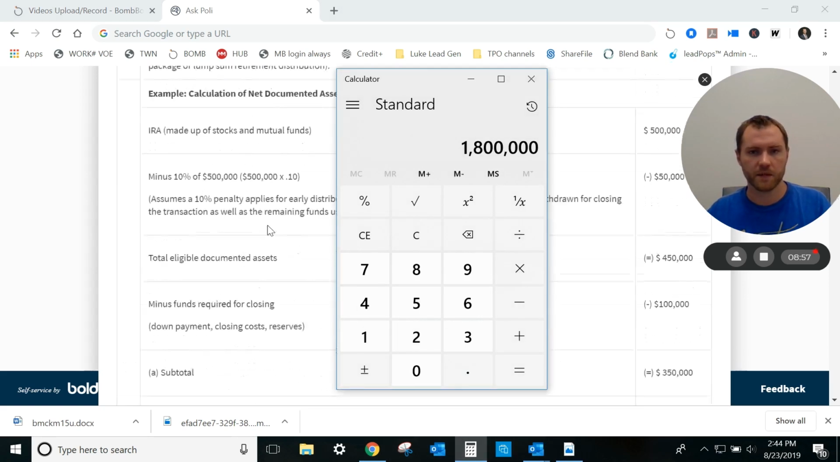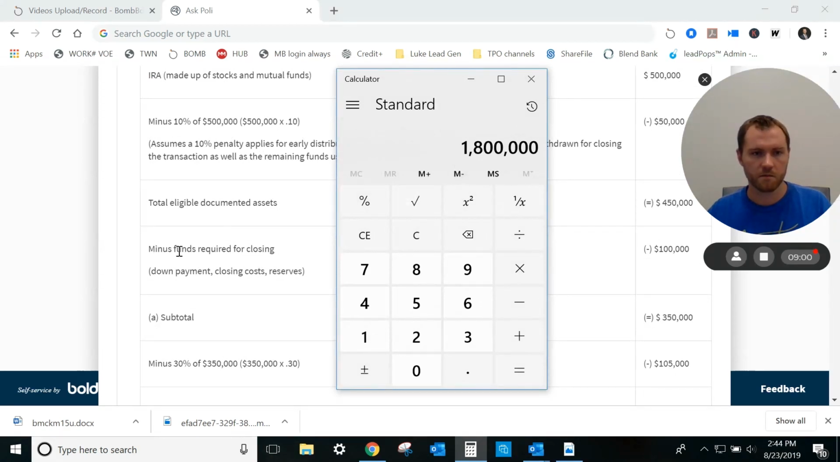So let's pull back up the calculator and minus funds required for closing. 30% down, that's 90,000. So let's back it out. And actually, you know what? We're going to round up to 100,000. We're going to cover closing costs, fees, application fee. That's an estimate, but we're just going to round it up, call it 100. Err on the side of caution.